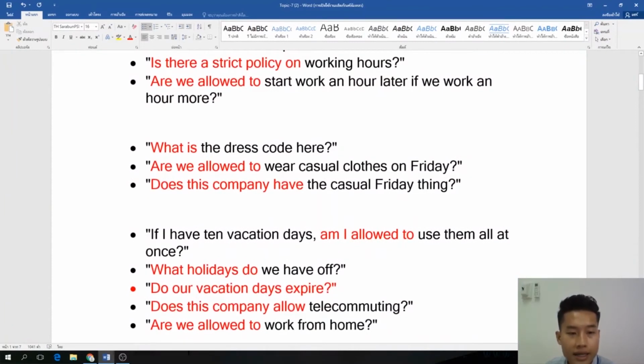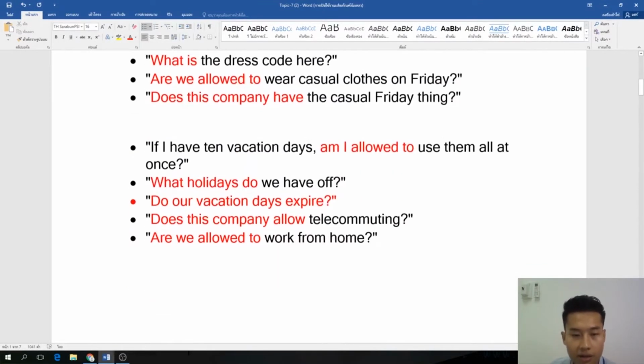Okay, so what is the dress code here? What is the rule here? What is the regulation here? What is the dress code here? Right now, make sure you remember this one. What is? Are we allowed to go back early? Are we allowed to wear casual? So based on the situation, does the company have? Does this company have? Up to you, you can ask anything.